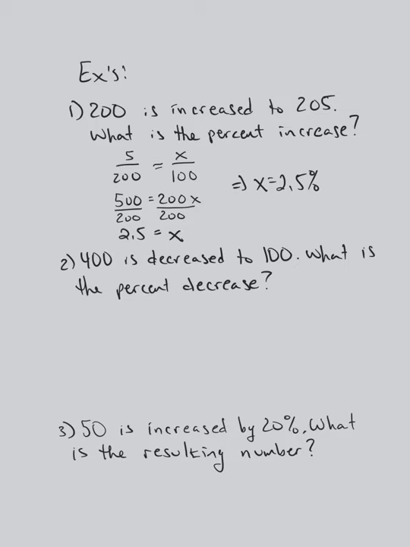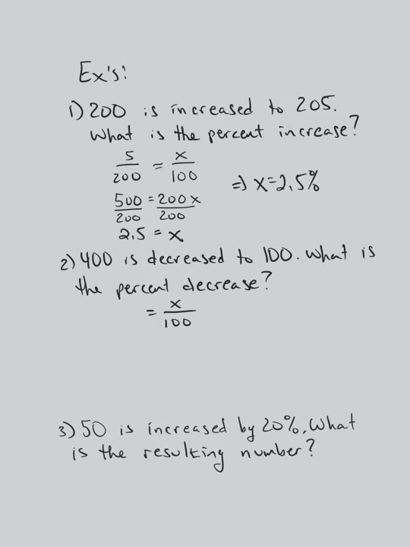Let's see. So we have 400 is decreased to 100. There's nothing different here. This is just a decrease. And then we're asking for the percent decrease. So that means we're finding the percent. So x will be the percent, like that. And then remember, the part is how much I increased or decreased by.